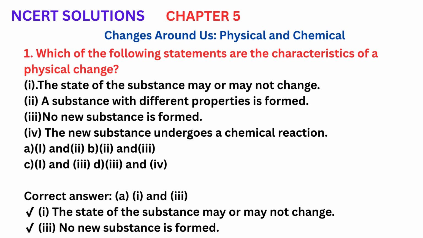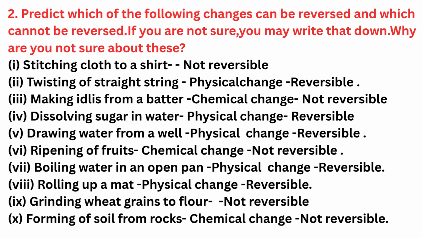Question number 2: predict which of the following changes can be reversed and which cannot be reversed. If you are not sure, you may write why you are not sure about this. First, stitching of clothes into a shirt, not reversible. Stretching a string, that is physical change, reversible. Making idlis from a batter, chemical change, not reversible. Dissolving sugar in water, physical change, reversible.